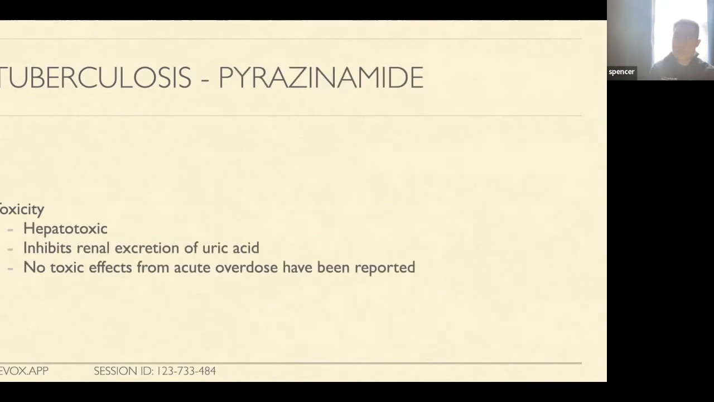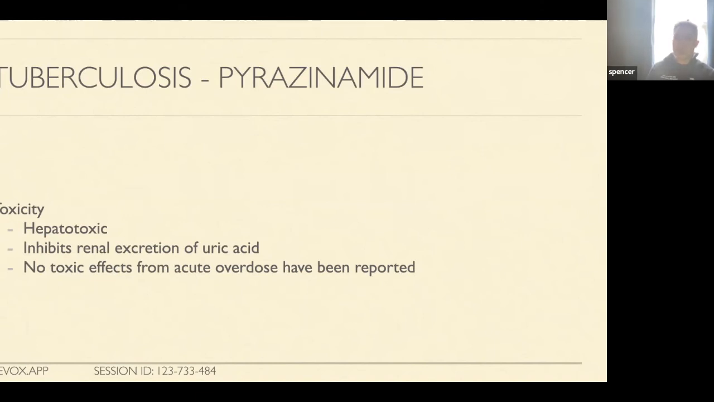Pyrazinamide is a structural analog of nicotinamide, and it has a mechanism of action that's similar to isoniazid. It's a prodrug, again, which requires metabolization, and it's another drug that disrupts mycolic acid biosynthesis. In the body, it's rapidly absorbed. Its clearance increases with continued therapy, so you might need to increase its dosage with time.